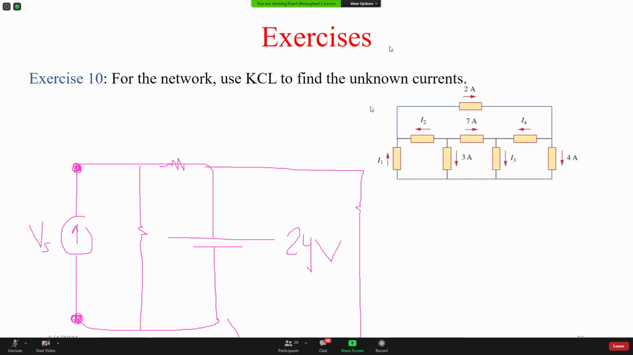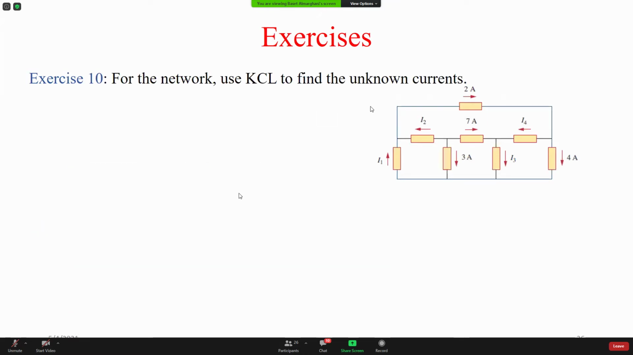I want you to try this question. So for this network, try to find the unknown currents. Once we read the question, we know what we want. And here we want the unknown currents. It says currents, not one. It means there's more than one. How many unknown currents here? How many currents that we don't know here? Give me answers, please.